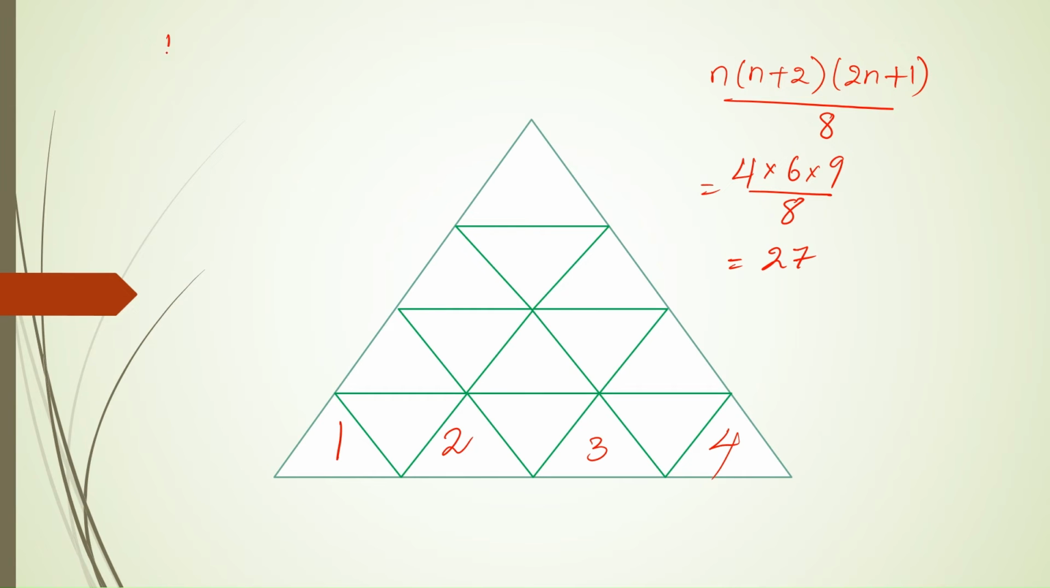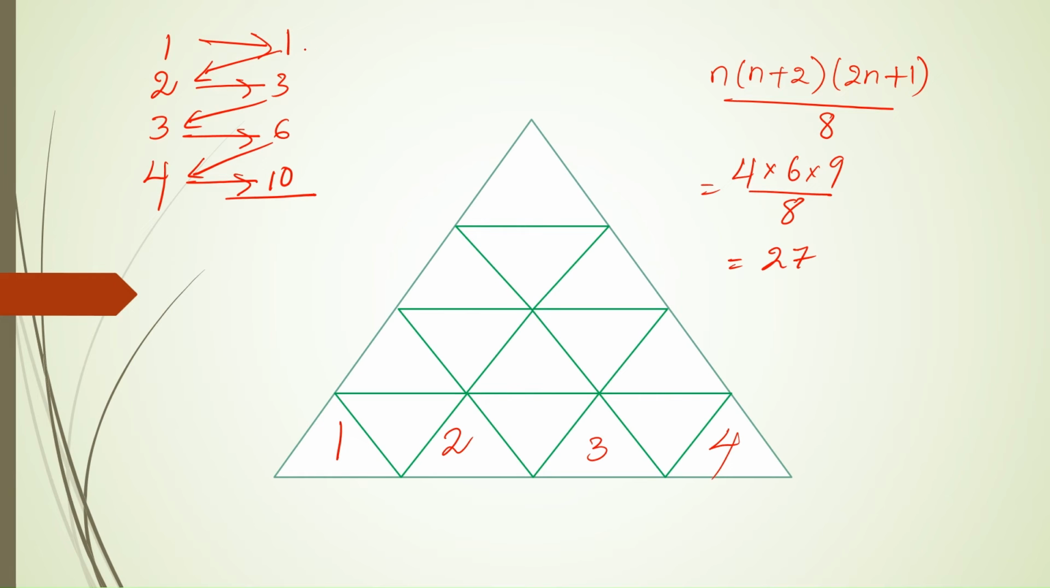Now on simplifying this, we'll get 27 as the value. Again, we can check the second method of doing this as well. Write down 1, 2, 3, 4. Write 1 as it is. Add this to 2 and write the value. Add this to 3. 6. 6 to 4. That gives 10.